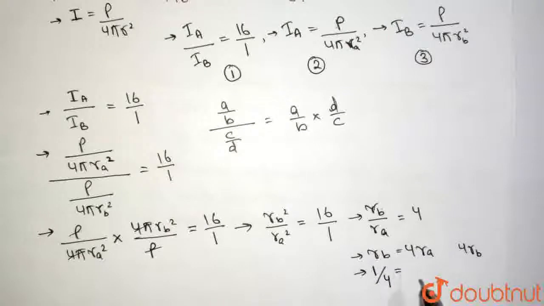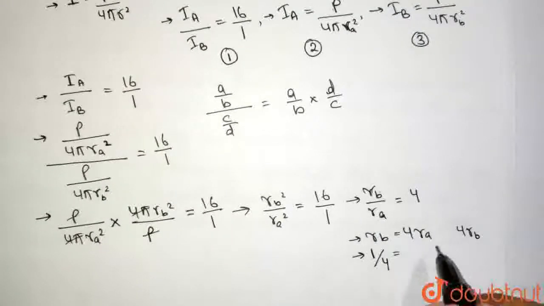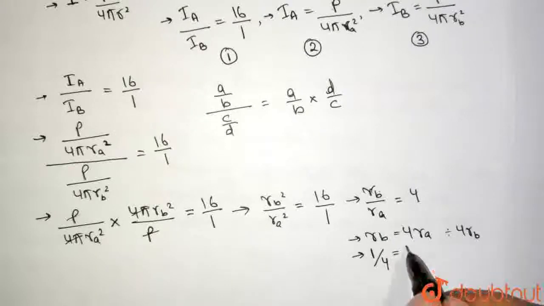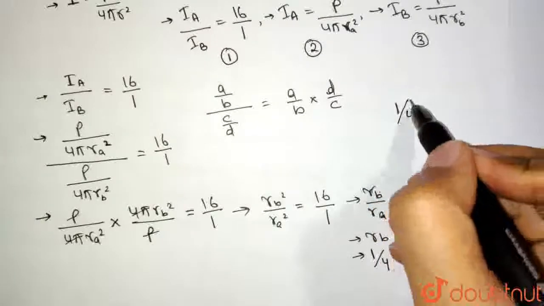And this 1 upon 4 is equal to, this 4 is cancelled out when we divide by 4rB, right? So what remains is rA upon rB. So we obtained the ratio of rA upon rB as 1 by 4, which is the ratio of the distance of observer A to the distance of observer B as 1 by 4.